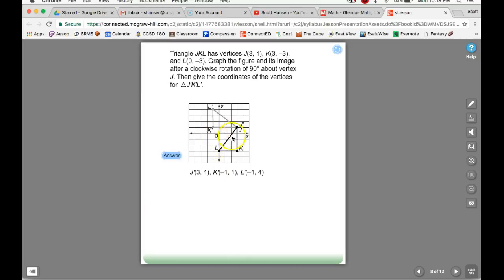So there you have it. Here is the image. The gray part, the lighter part, is the image after the rotation. The black triangle is the pre-image. So what has happened is it has been rotated 90 degrees clockwise. So clockwise, 90 degrees about J, which means J is the center of rotation. So this triangle should be going that away.